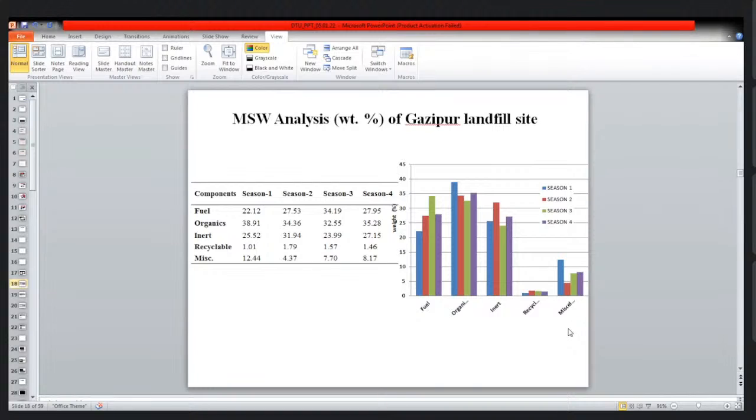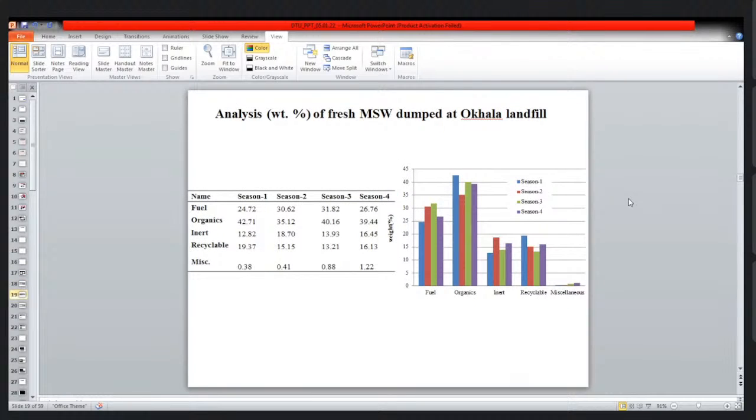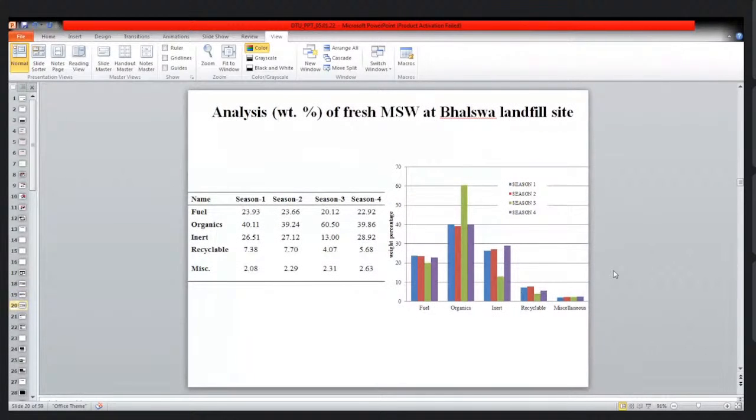All these fuel, organic, inert, recyclables and miscellaneous components for different seasons for the Ghazipur landfill site are collected and tabulated on a weight percentage basis for each season. Similarly for the Okhla landfill, all the components are collected for different seasons for comparative analysis. From the Bhalswa landfill site, the data is collected in this form.